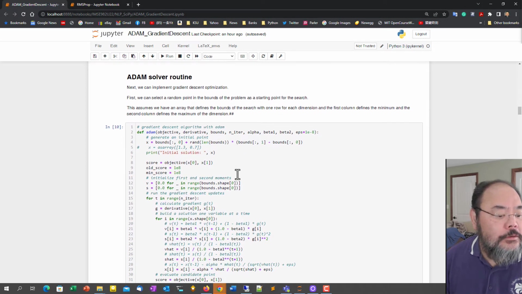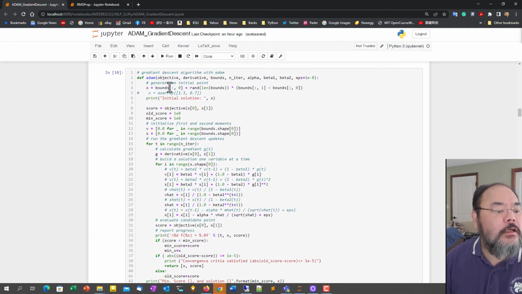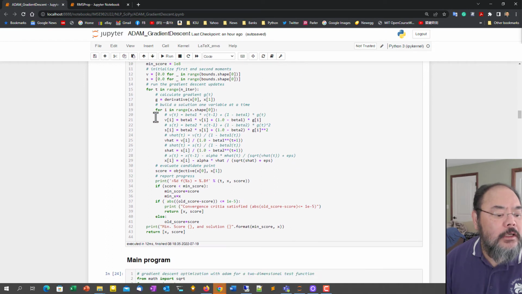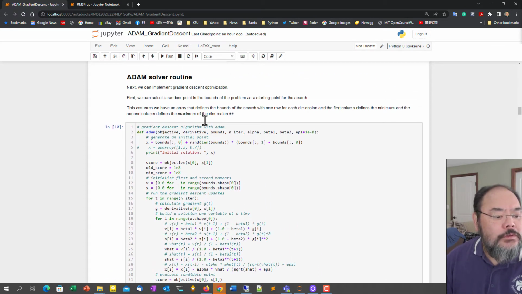Okay, so we're going to define a function called Adam, and this function is the gradient descent algorithm with the Adam update. Several of our lectures have used the same framework for gradient descent. It's just the update of parameters, momentums, and gradients that is a little bit different for each algorithm. So let's go through this.